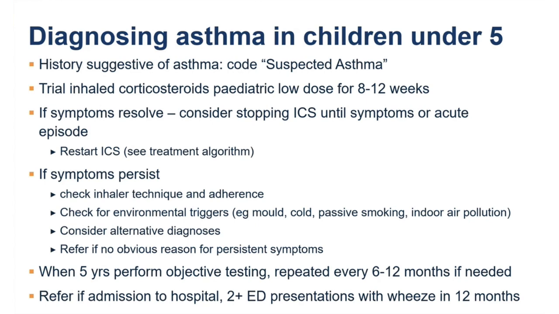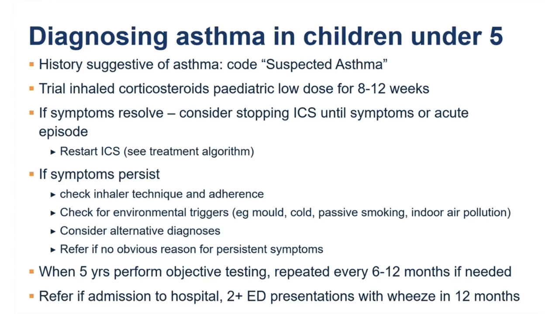If they're still symptomatic, even with that pediatric low dose inhaled steroid, then again, check for obvious things like their inhaler technique. Are they taking their inhaler regularly? Are there things around them that are really triggering their symptoms and stopping that inhaler working? So that could be exposure to mold, smoking, indoor pollution, poorly heated housing. And also at these stages, we should be thinking about, have we got the suspected diagnosis wrong? If you really don't know why that person is still getting symptoms, then they should be referred at that point.